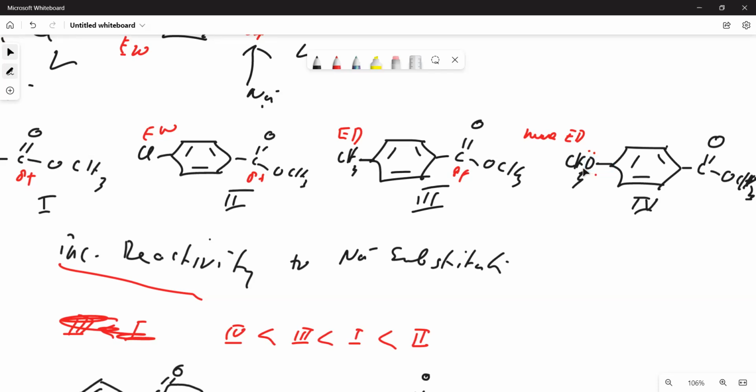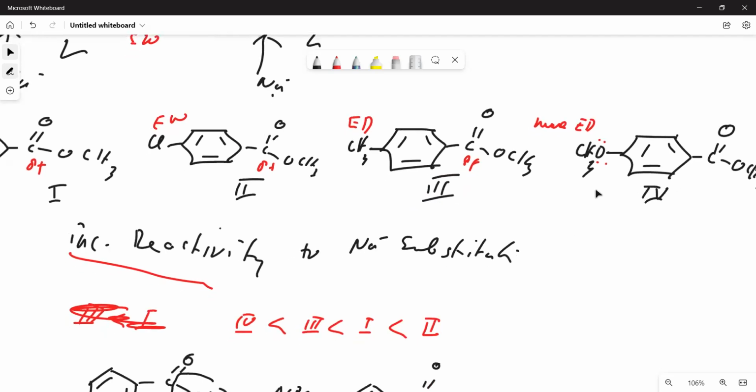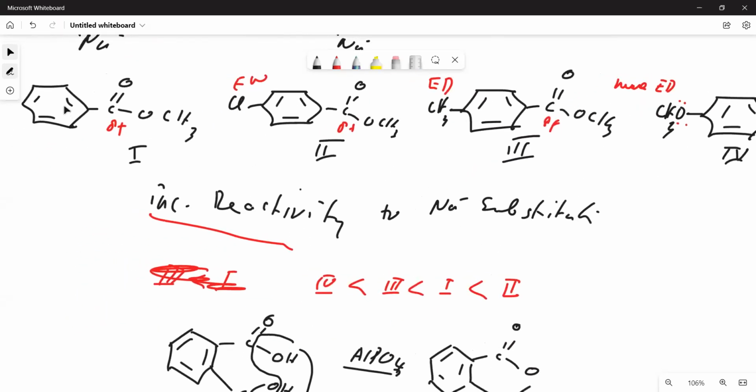Now, if you recall, methoxy can donate electrons by resonance because there's a lone pair there, while methyl donates electrons by sigma electron delocalization. So which one can easily be donated? Of course, the lone pair. So this is the least reactive. 4 is the least reactive, followed by 3. And next to 3, of course, is the one that does not have substituents, which is 1. And the most reactive, of course, is 2 because it has an electron withdrawing group.